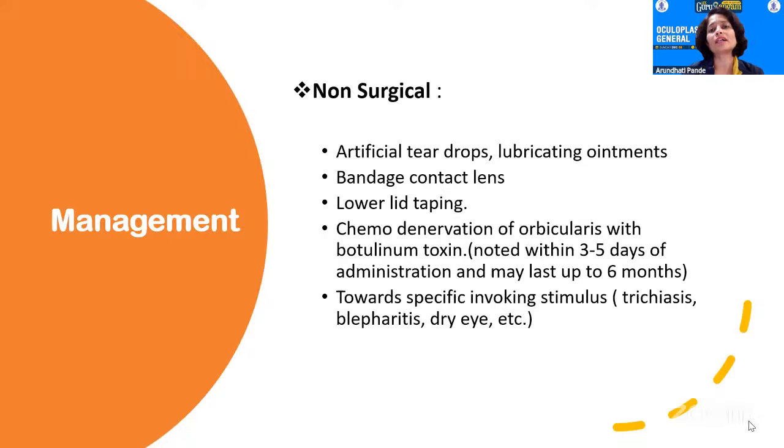So what is done for entropion? We have to think about non-surgical management first. If it is mild, the eyelashes are not rubbing the cornea and the patient is comfortable, or sometimes the patient doesn't want any kind of surgery, then we can try artificial tear drops, lubricating ointments, bandage contact lenses, lower lid taping if the patient is very debilitated or anesthesia is contraindicated. Chemodenervation of orbicularis with botulinum toxin. It is noted within 3 to 5 days of administration and the effect lasts for 3 to 6 months. Towards specific inciting stimuli like trichiasis, we have to treat trichiasis, blepharitis, and dry eye.